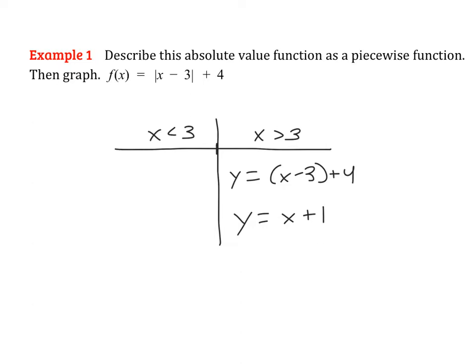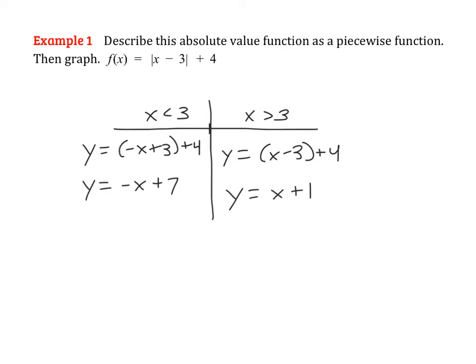Now, moving to the left, we're going to take the negative version of what's happening inside our absolute value. So this actually becomes negative x, and this will become plus 3. So we get y equals negative x plus 3, and then we still have that plus 4, which is unchanged. It's just the opposite of what you see inside your absolute value. So we have the function negative x plus 7.